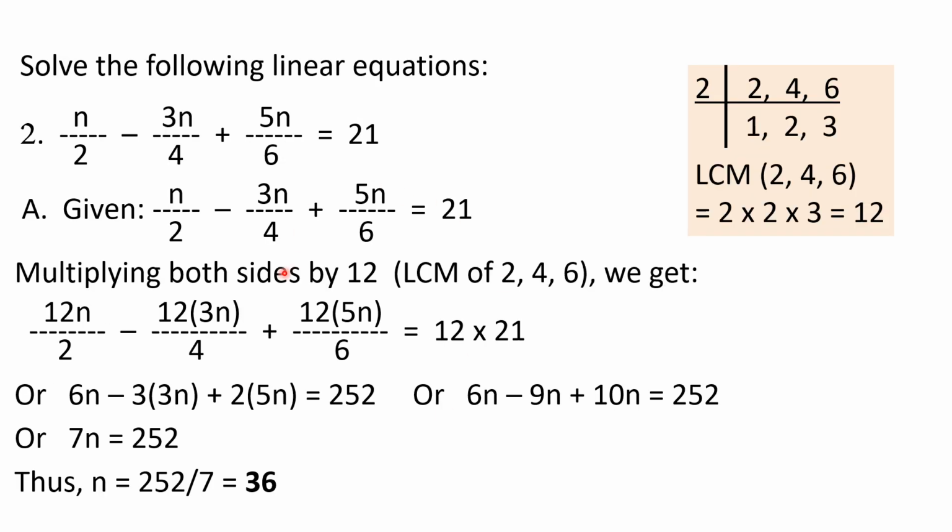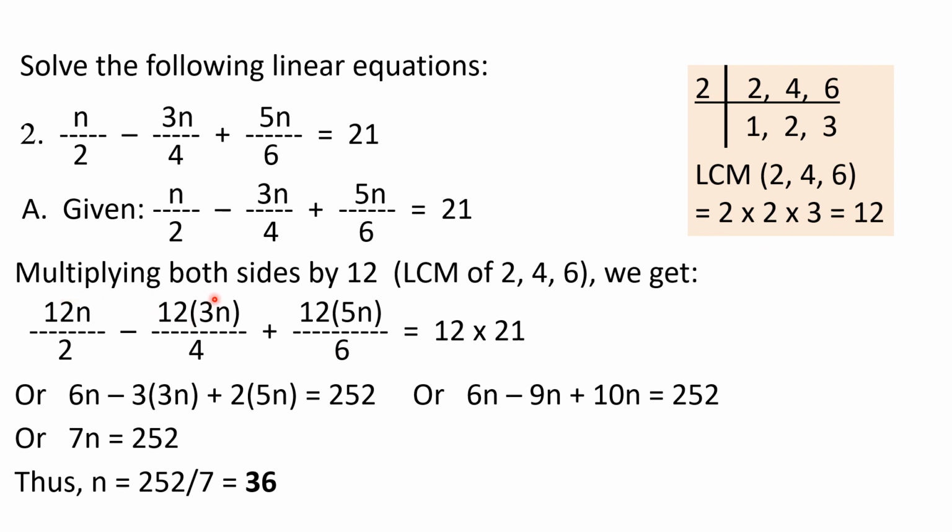Question number 2. n by 2 minus 3n by 4 plus 5n by 6 is equal to 21. So the denominators we have are 2, 4 and 6. So we take the LCM of 2, 4, 6, which comes to be 12. Here, it is 2 into 2 into 3, 2 to the 4, 3 to 12. So the LCM of 2, 4, 6 is 12.